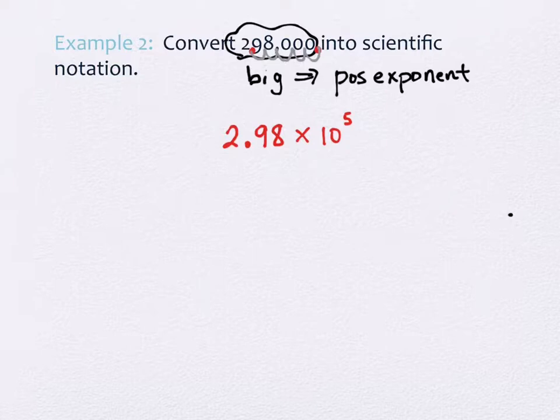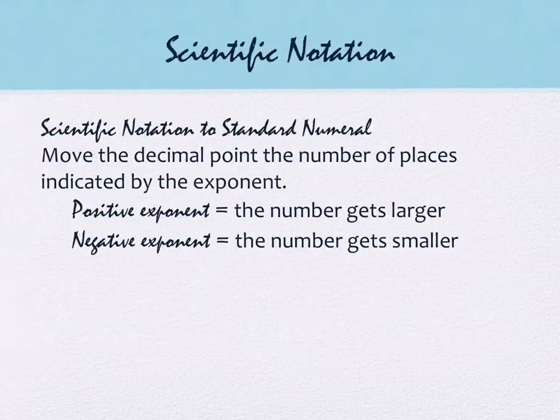So let's say we want to go back the other direction. We start with something in scientific notation, and we want to turn it back into a standard numeral. Then we're going to move the decimal point the number of places indicated by the exponent. And again, instead of worrying about left versus right, I'm going to worry about the positive or the negativeness of it. If it's positive, I'm going to end up with a large number at the end. And if it's negative, I'm going to end up with a small number at the end. Positive, large, negative, small.